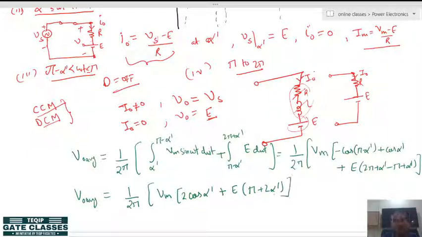Now, if you want to check whether it is correct or not, I have told you the simple trick: just make alpha dash equal to 0 and also make E equal to 0. Then the E term becomes 0, and cos alpha dash means cos 0 is 1, so the 2 and 2 will cancel out, and you get output voltage V m upon pi, which proves that this average output voltage of ours is correct.